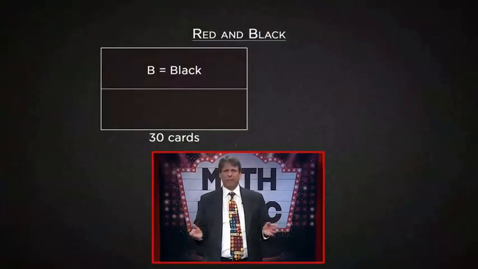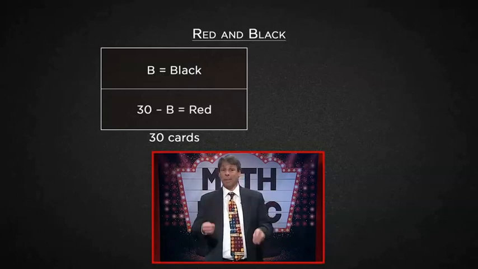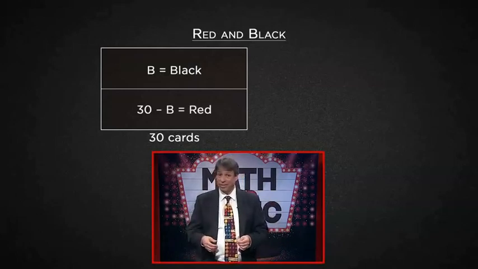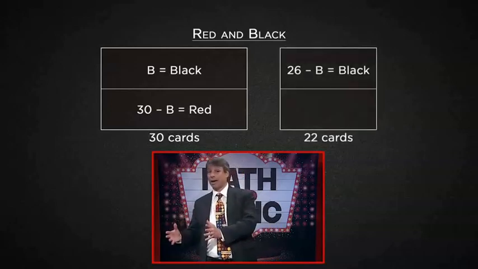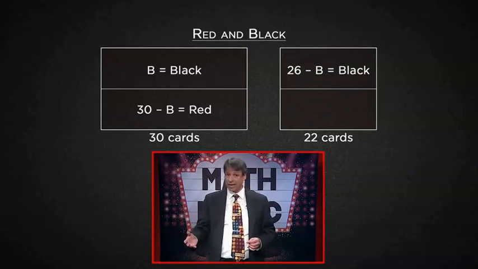For the black and red trick, you begin by dealing 30 cards on the table. I truly don't know how many black cards are in that pile. Let's call that number B. Now, if there are B black cards in that pile, then how many red cards are in that same pile? Well, there are 30 minus B red cards in that pile. Now consider the other pile of cards. How many red cards will it contain?